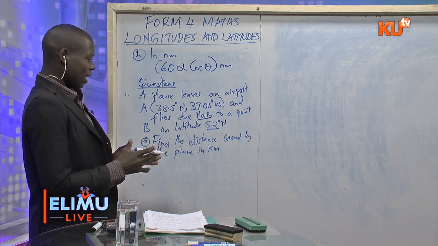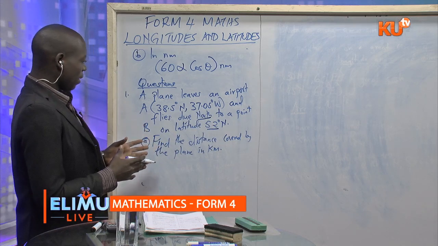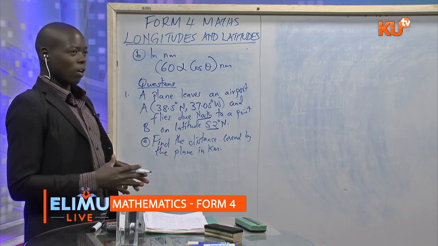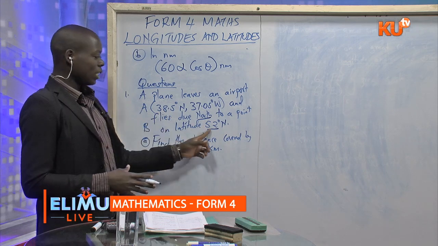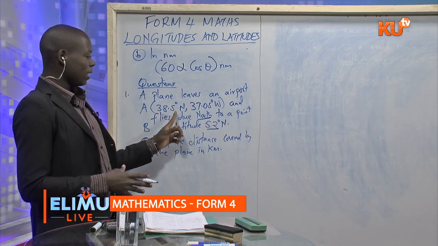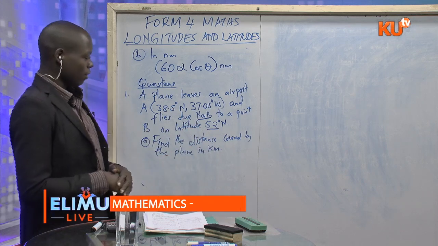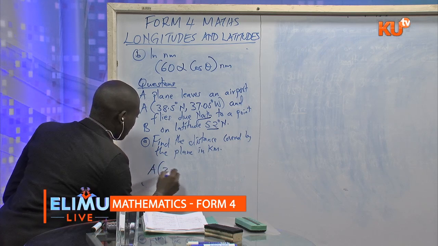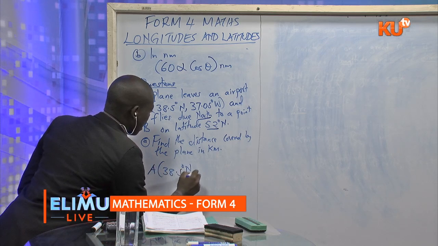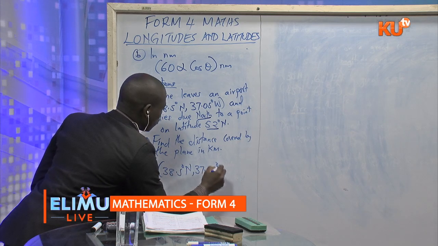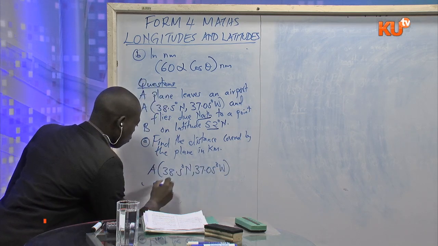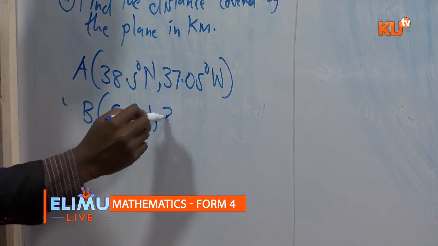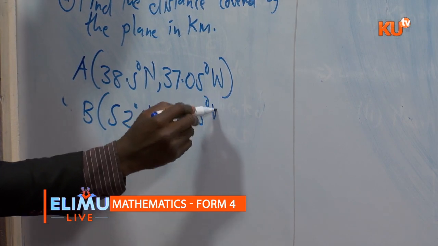We can tell that if this plane is flying due north from point A to B, then it is maintaining the longitude, but it is changing the latitude. And that's why from 38.5 degrees, we end up with 52 degrees north. And so I can tell that point A is on 38.5 degrees north and 37.05 degrees west, then point B will be located on 52 degrees north and 37.05 degrees west.